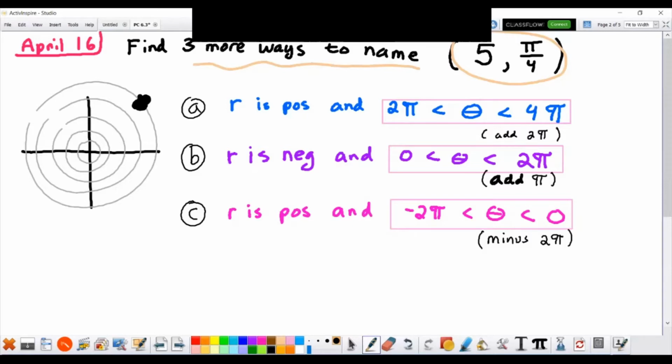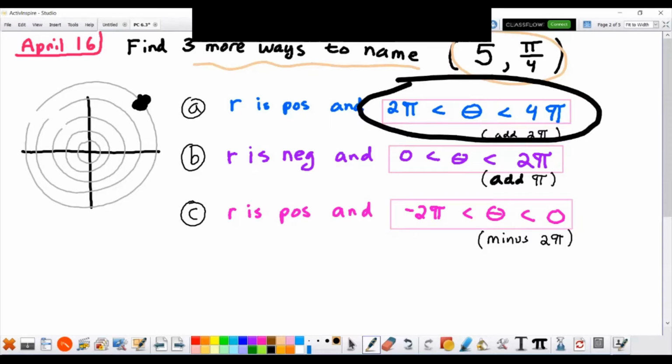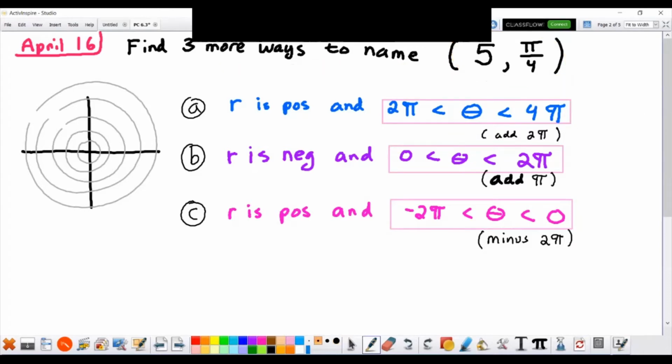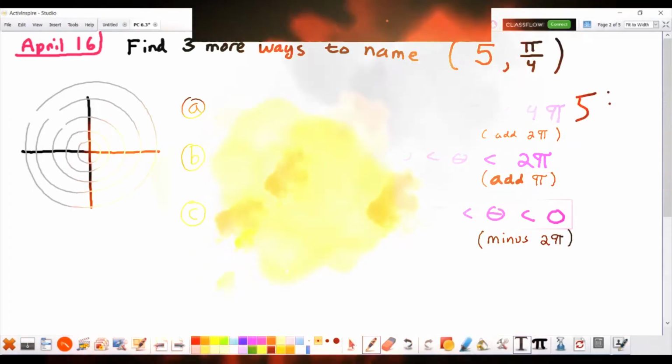But what if they said, give me an angle that's even bigger? Well, just add 2 pi to it. And you would kind of go, well, let's see, 2 pi and that. This is like 8 pi over 4. This would be 9 pi over 4 as my angle. It would still be 5. 5 comma 9 pi over 4. Sorry, it's such a mess on here. And I can't really write on here. It doesn't work.